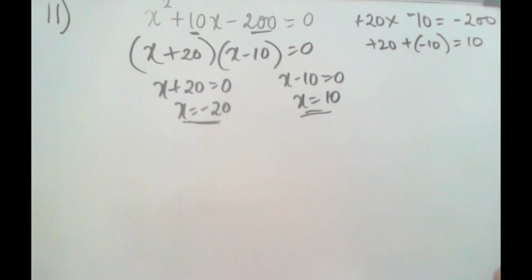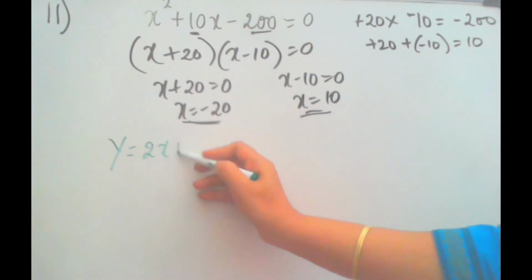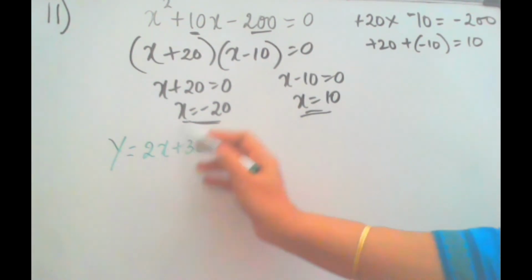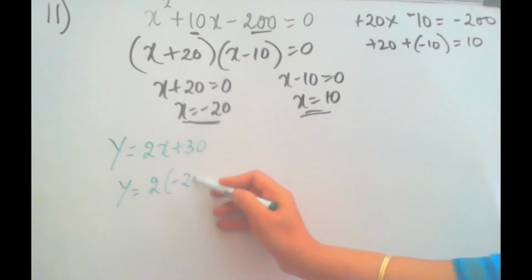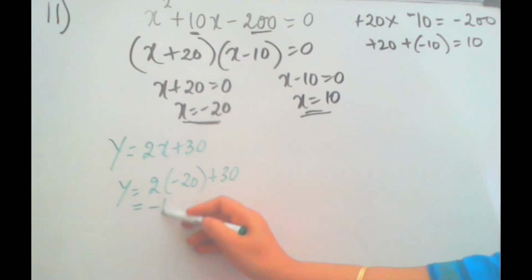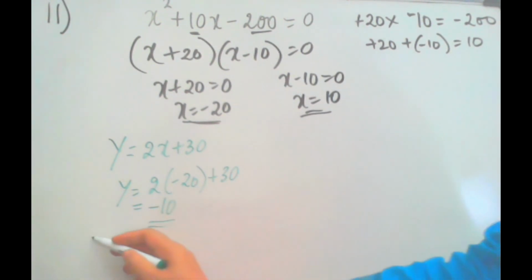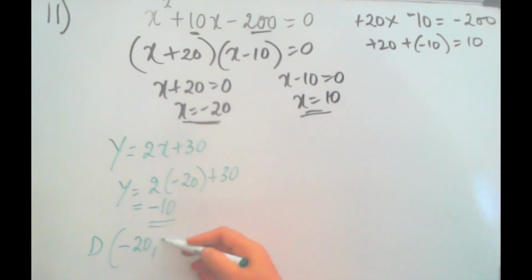Using which equation? Using the equation of the perpendicular bisector. What was the equation? It was y = 2x + 30. So we will substitute this x value. y is equal to 2 times -20 plus 30, so it is -40 + 30, which is -10. So the first coordinate is (-20, -10).